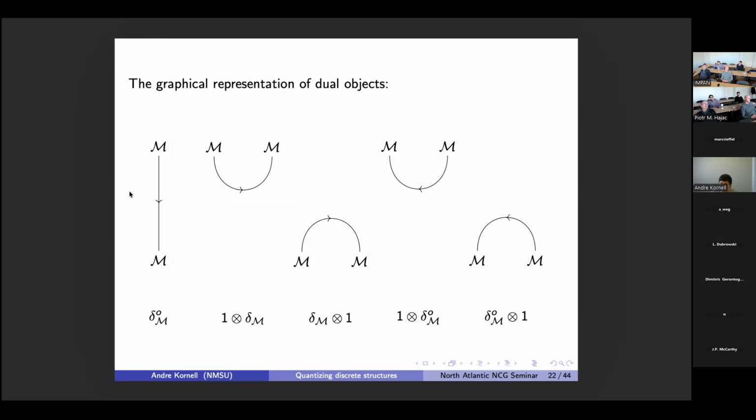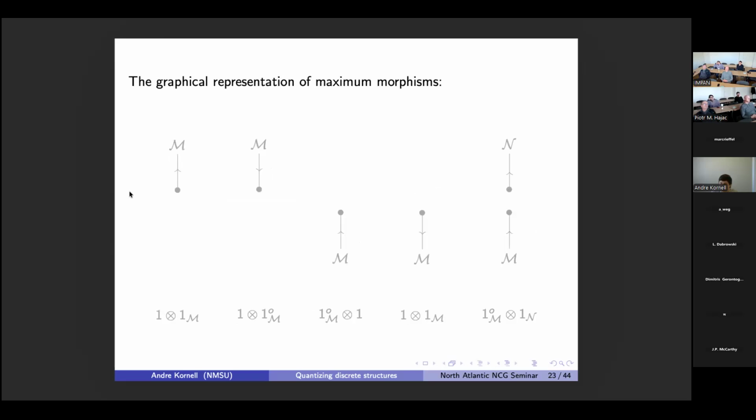So that takes care of dual objects. Another very important feature for these definitions is maximum morphisms. Between any two sets, there is a largest relation. And similarly, between any two quantum sets, there is a largest quantum relation.